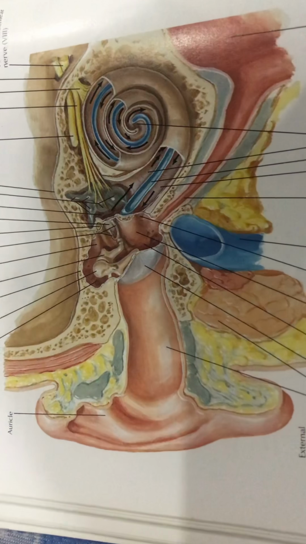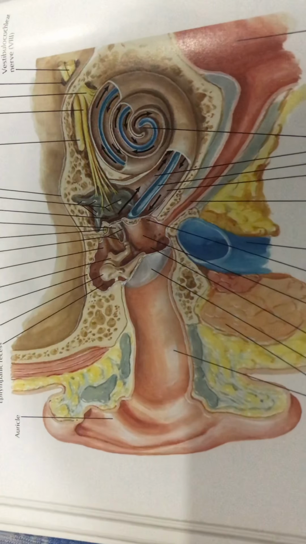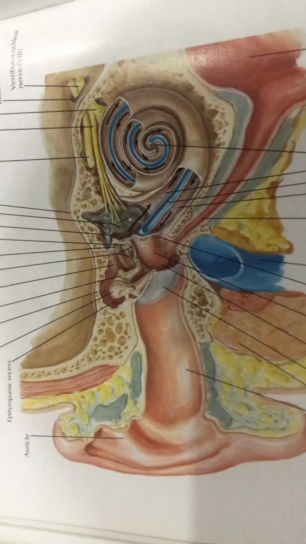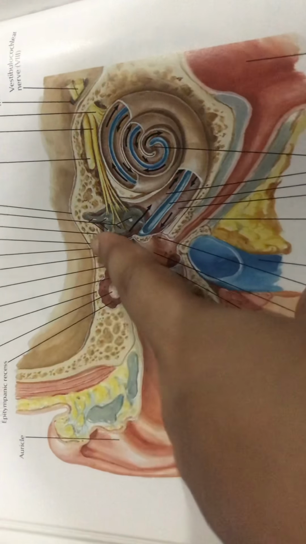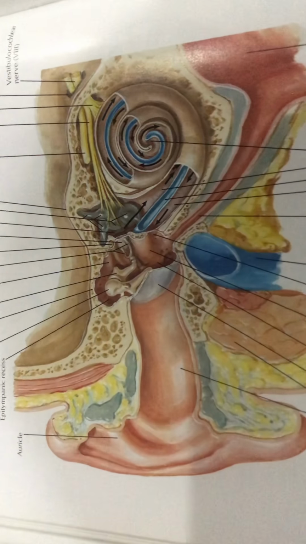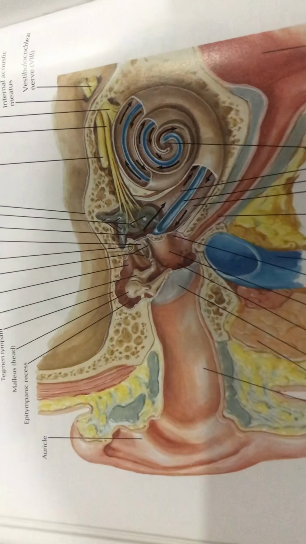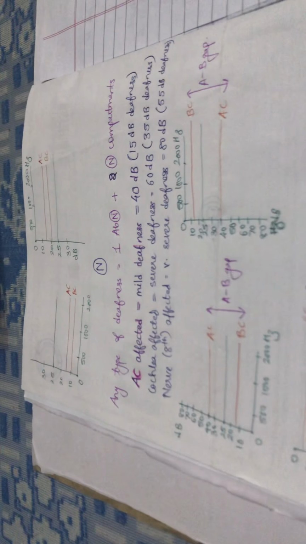In case of a sensory neural loss, since your cochlea or your nerve is the one that is affected, your bone conduction is above 25 decibels. And like we saw, it's a severe or a very severe deafness. So the bone conduction graph gets plotted at about 60 decibels or 80 decibels, depending upon whether it's a sensory loss or a neural loss.